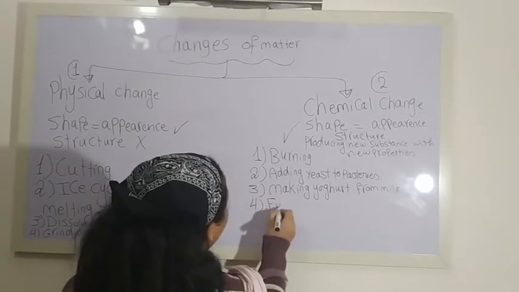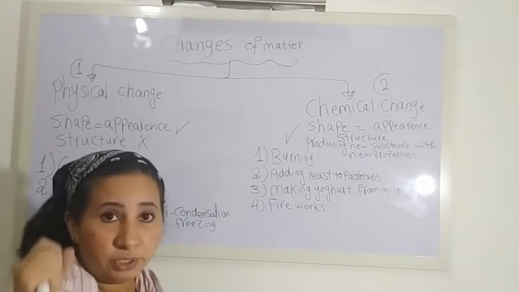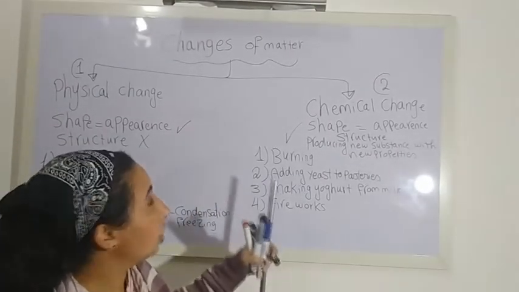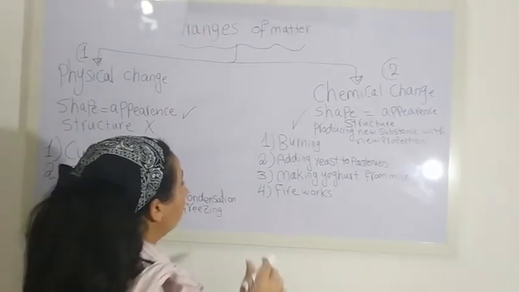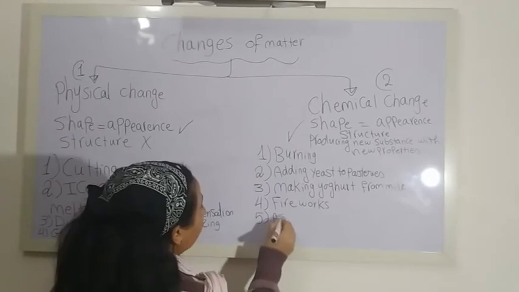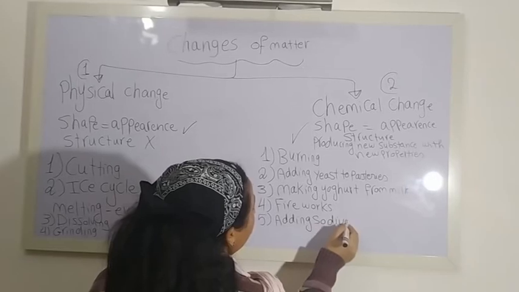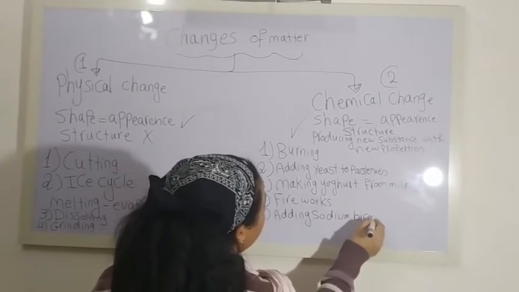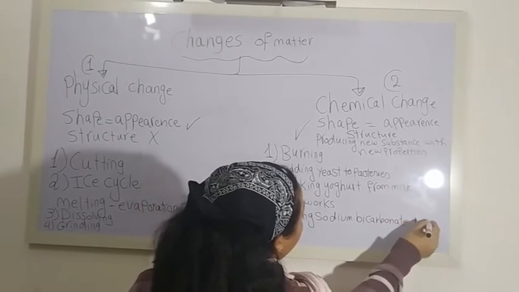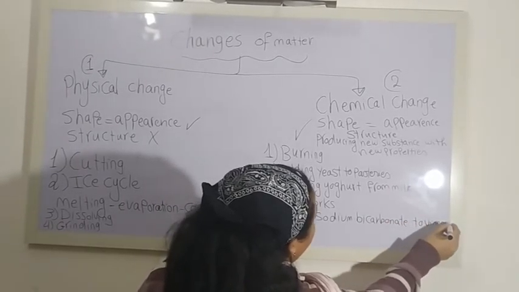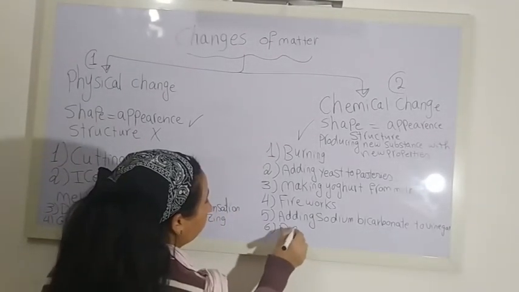Number 4, fireworks. You know the fireworks of the guns, gunpowder. It's an example of a chemical change. Number 5, adding sodium bicarbonate to vinegar. Number 6, digestion of food.